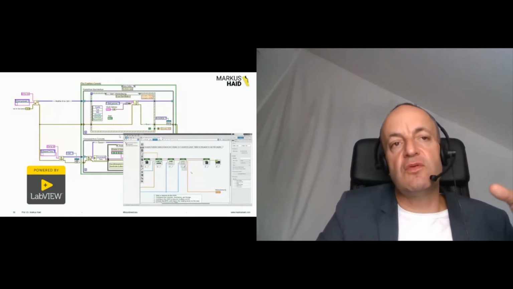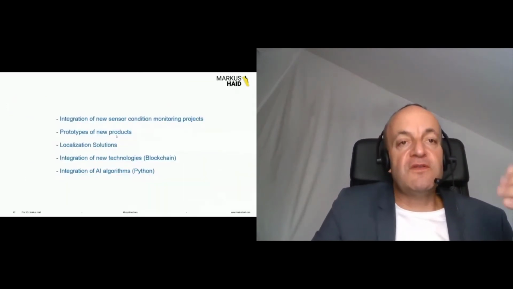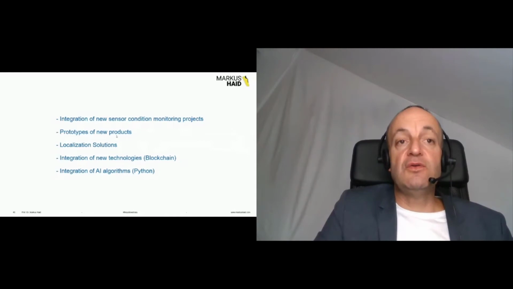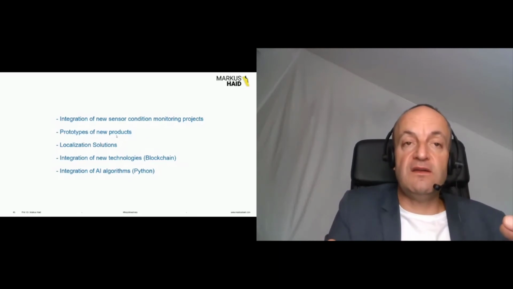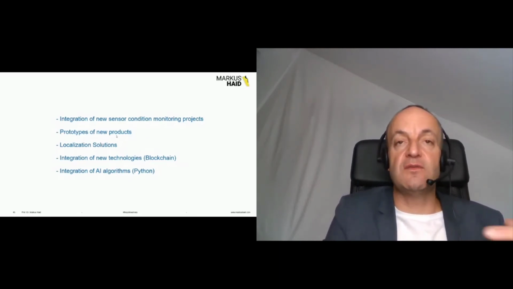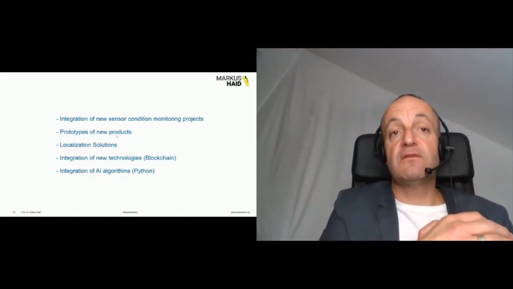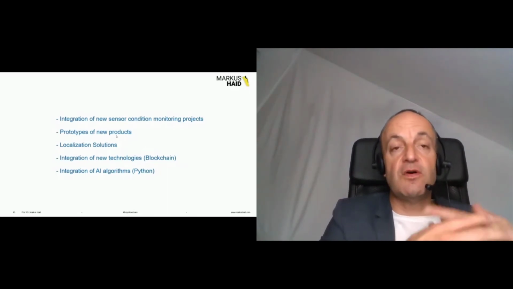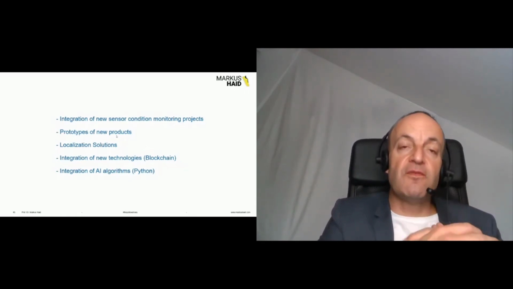You could realize prototypes of new products or new business models. You could realize localization solutions. You could integrate new technologies, for example, blockchain, and also connect your LabVIEW-controlled or test stand-controlled machine to the smart contracting possibilities, to bring your business model from sensor or machine deliverer to system service provider, to a service provider portfolio.